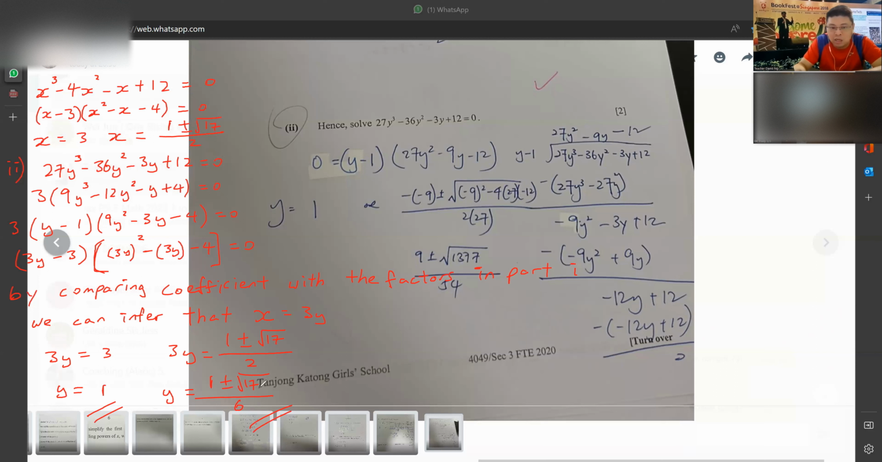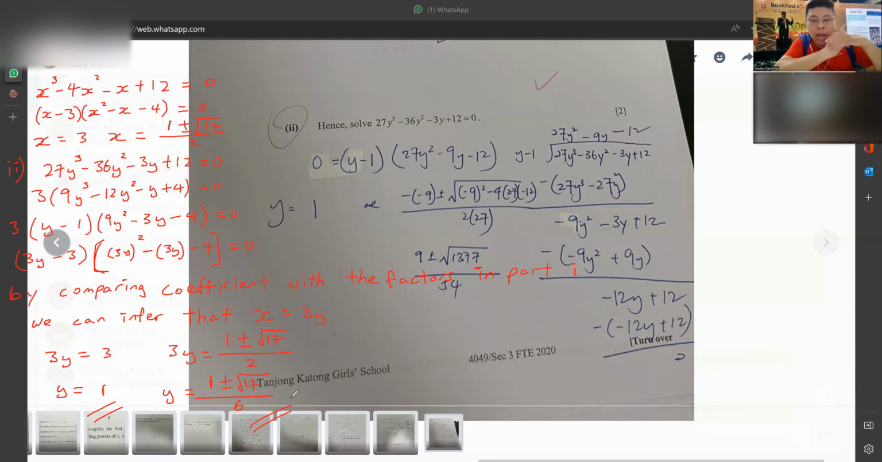If the question asks, leave the answer in fraction form like that. You can leave in decimal, but I think you will leave in fraction though. Okay? So am I correct or wrong?